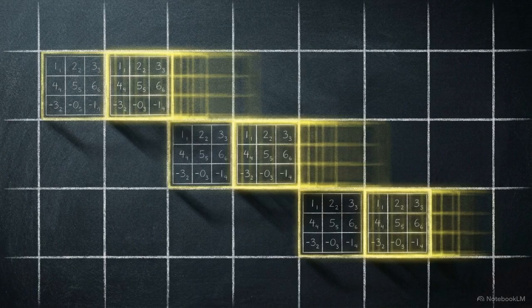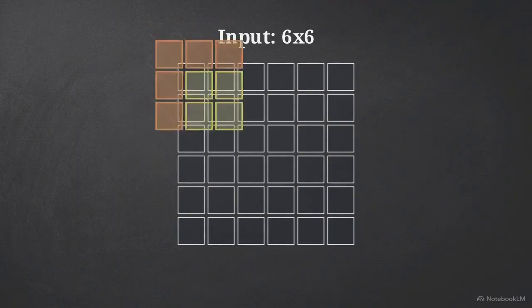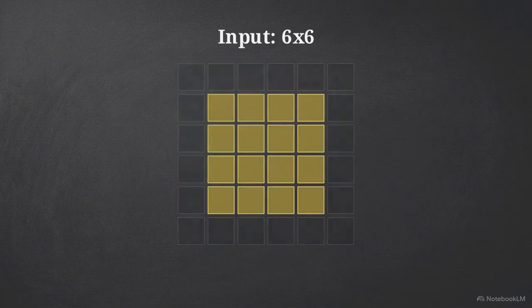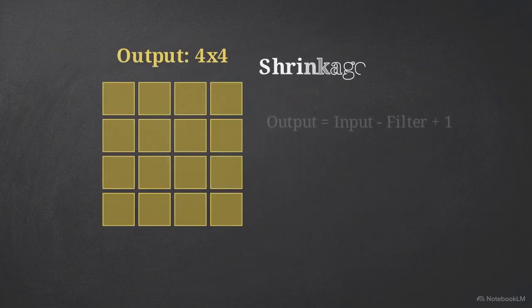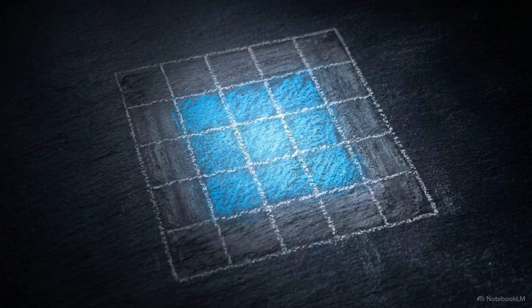It slides systematically over the entire input matrix to calculate the remaining cells. Because a 3x3 kernel cannot extend past the edges of the input grid without running out of data, our original 6x6 image shrinks down into a 4x4 output. The data located at the absolute edges of the input is chronically underutilized.